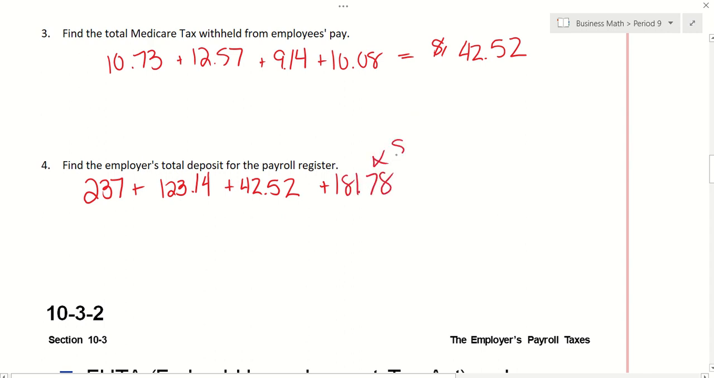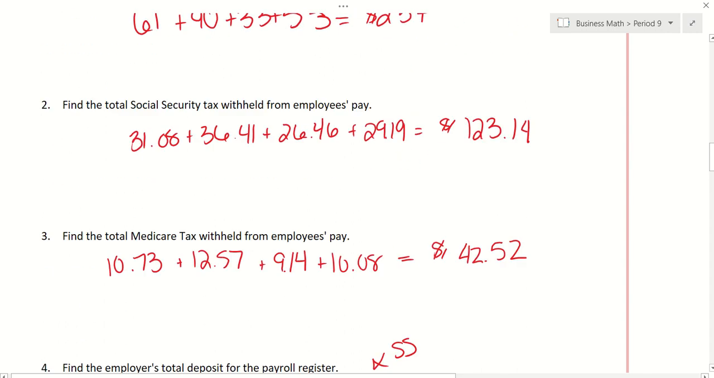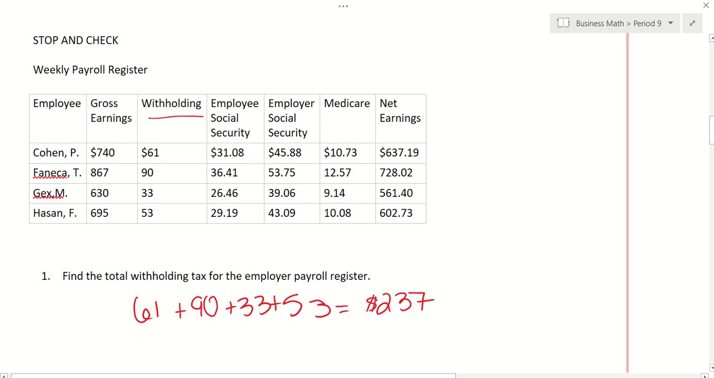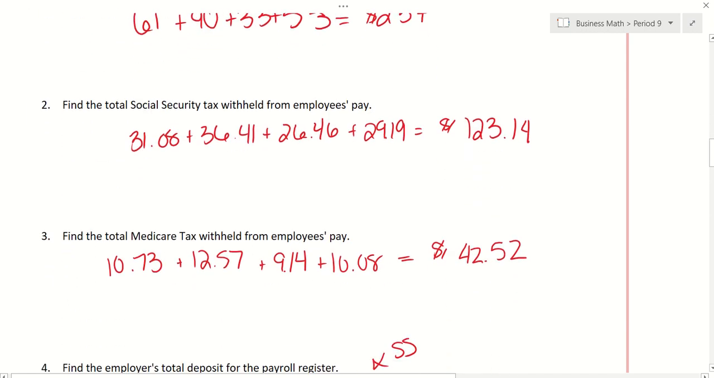So this is Social Security. If we go up here, employer Social Security. If we add it, 45.88 plus 53.75 plus 39.06 plus 43.09 gives us the 181.78. So this one right here is the 181.78, which we need to remember to include.